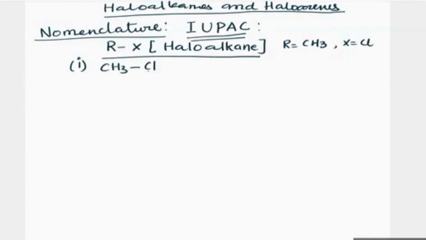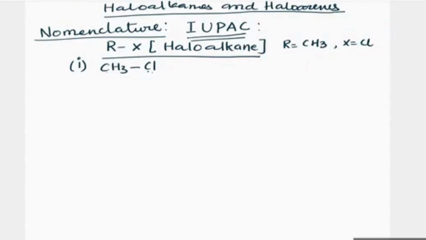X is for the halo, right? And the halo here is Cl, so we call it chloro. By general name, we call it a chloride. But in IUPAC nomenclature it is called chloro. Clear? So it is considered a prefix. Chloro, and since one carbon is present, it is called methane.